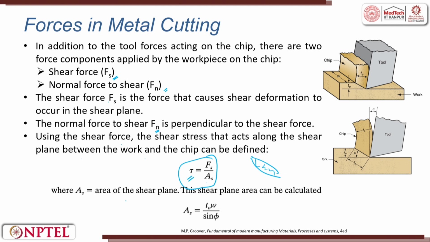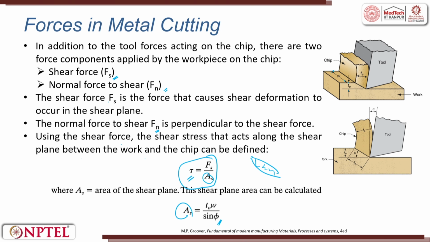What is As? The area of the shear plane is called As. How do I calculate As? As can be found out by T naught into W divided by sin phi. This is T naught, and this is W. So, As is nothing but T naught into W divided by sin phi. You can try to find out As.